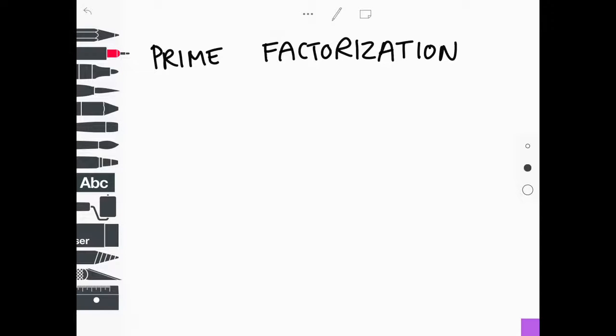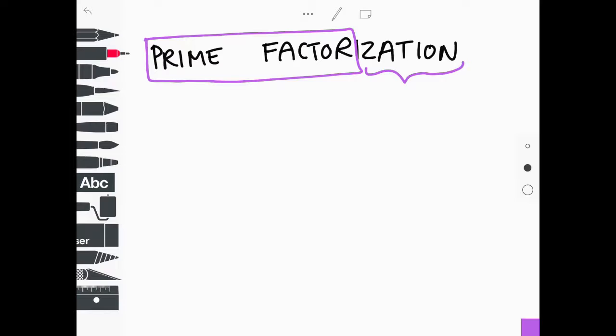Hey everyone, and today we're going to be learning about prime factorization. Now let's start by dissecting this word, prime factorization. So we know what prime factors are, and "ization" makes me think of the word organization. So we can expect that a prime factorization is a way of organizing a number by its prime factors.